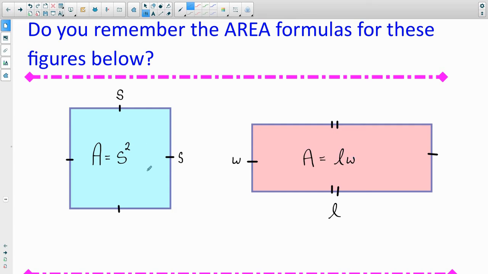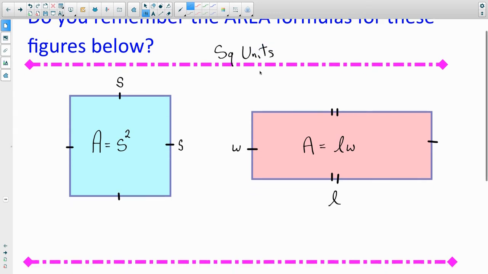And let's not forget that area is really referring to how many squares cover up an entire two-dimensional figure. So area is usually spoken about in square units. But that's old school stuff, right? We all know that already.